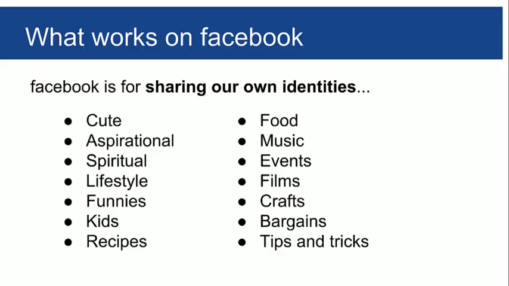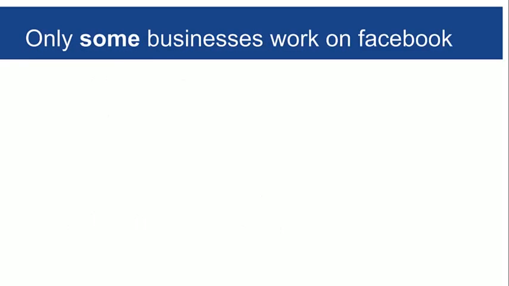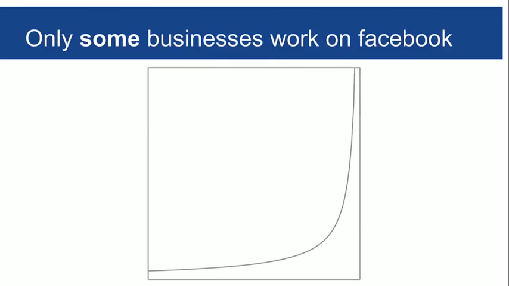And what I want you to start to visualize is what kind of businesses can then thrive in a social, personal, me-oriented environment like this, okay? Because it's absolutely critical that only some types of businesses work on Facebook. So if you've been following my work for a while, you'll know what the 80-20 curve looks like. If you're not, this is the 80-20 curve.